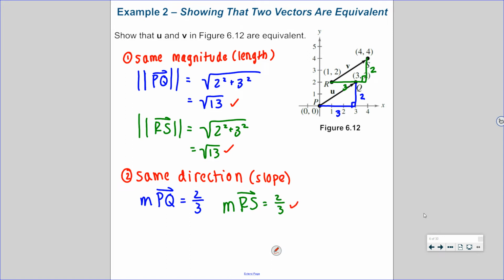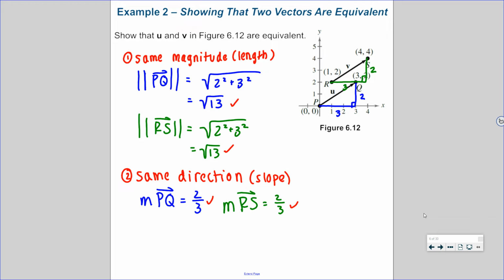All right, so that's all you have to do. If they ask you to show, or ask, are these vectors equivalent? You have to show same magnitude and same direction. It's not sufficient just to do one or the other.